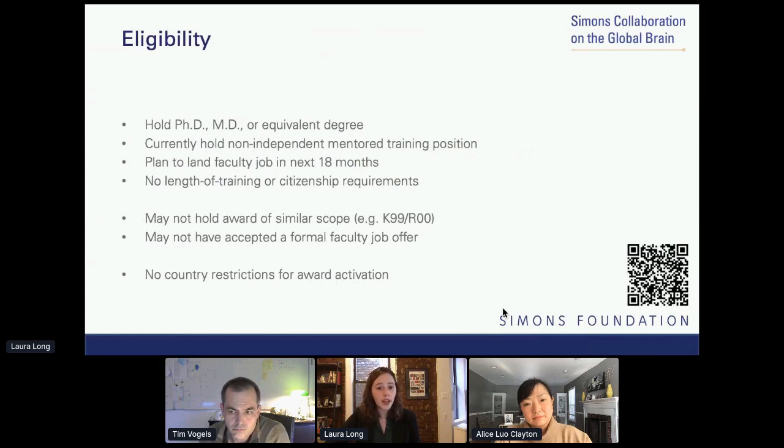I will note that applicants may not hold an award of similar scope, for example, a K99/R00, and may not have officially accepted a formal faculty job offer at time of application. Also a note on award activation, so not eligibility to apply per se, but when a fellow has then secured their job, we do not have any country restrictions on where that job needs to be. All applicants that fit these criteria are welcome to apply, and SCGB especially encourages applications from diverse candidates.